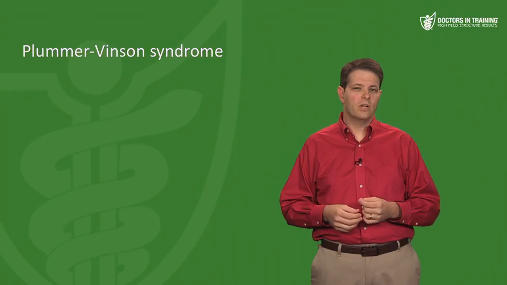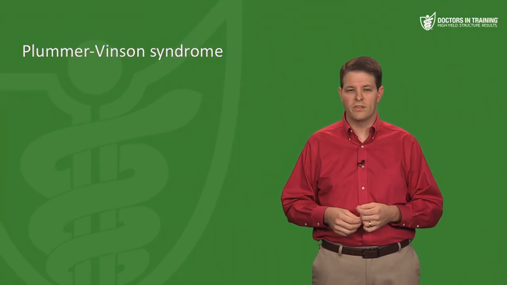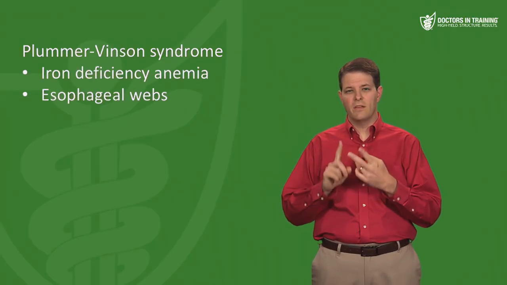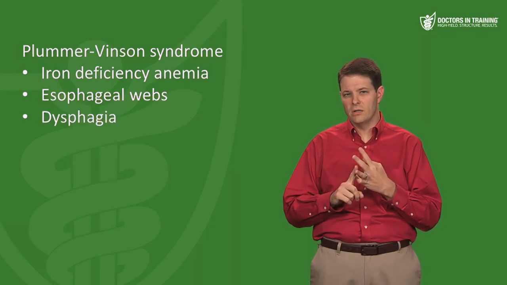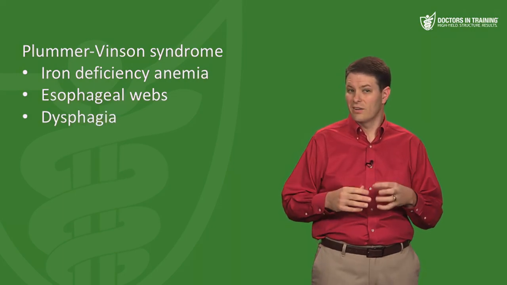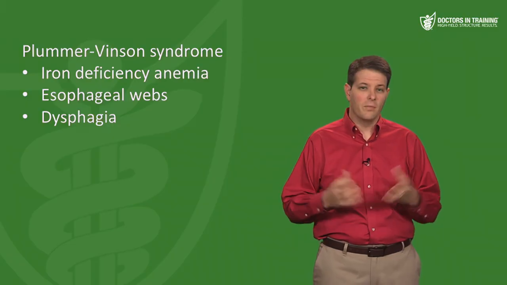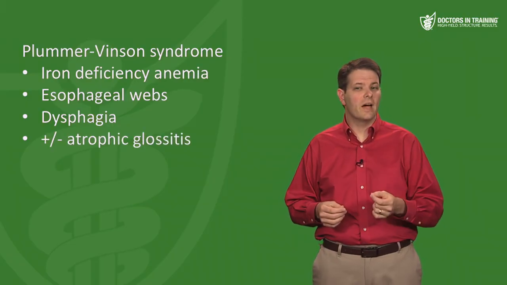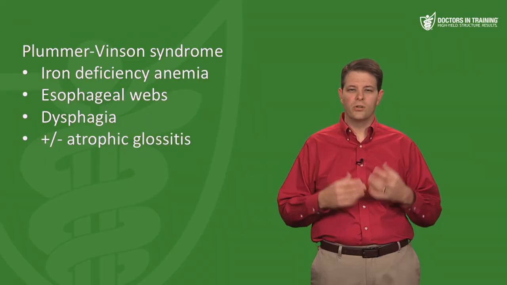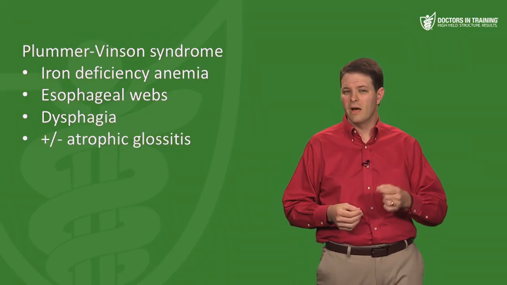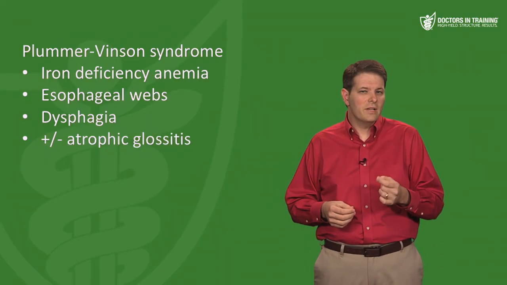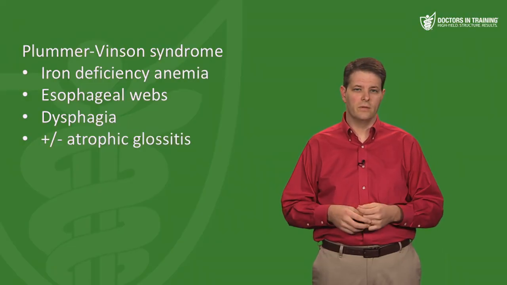You might also see something called Plummer-Vinson syndrome, which is a triad of iron deficiency anemia, esophageal webs, and dysphagia. This is one of those things you're more likely to see on a test than you are in real life. This may also be associated with atrophic glossitis. There are lots of nutritional causes of glossitis, especially B vitamin deficiencies, but you definitely need to remember that iron deficiency can also do it.